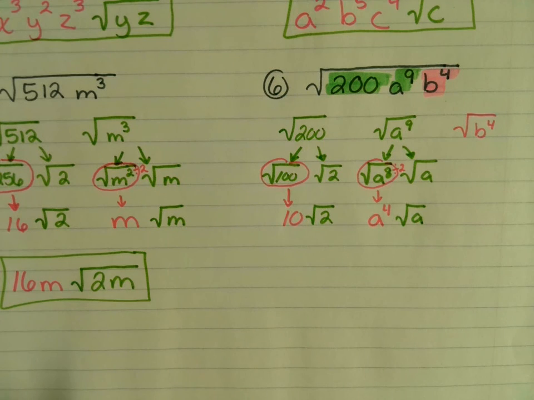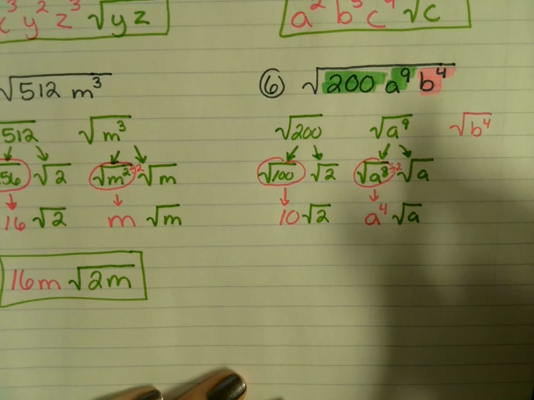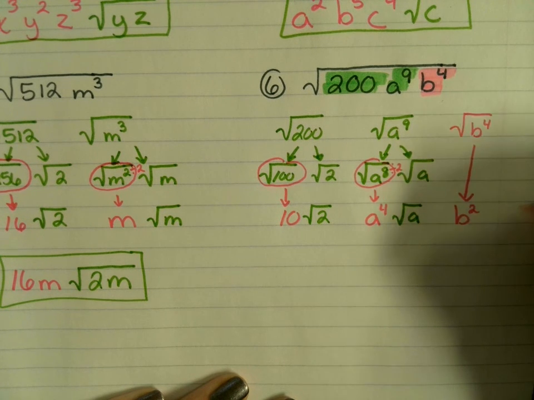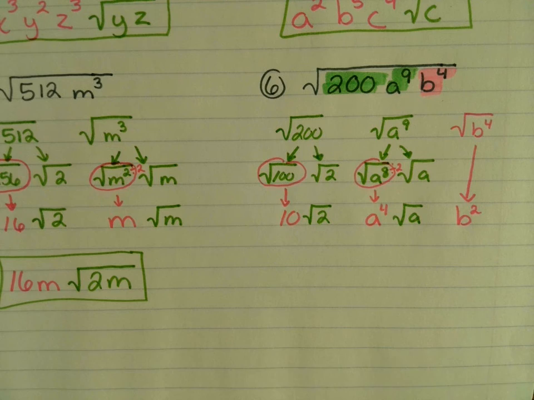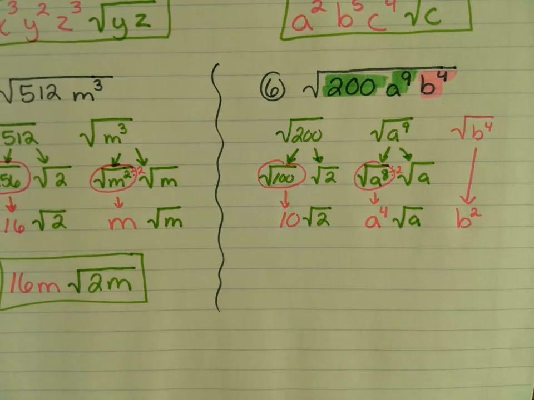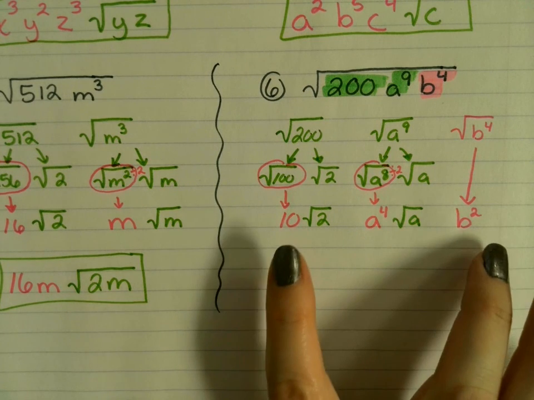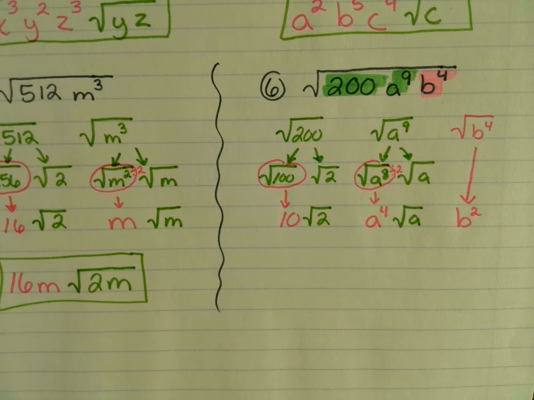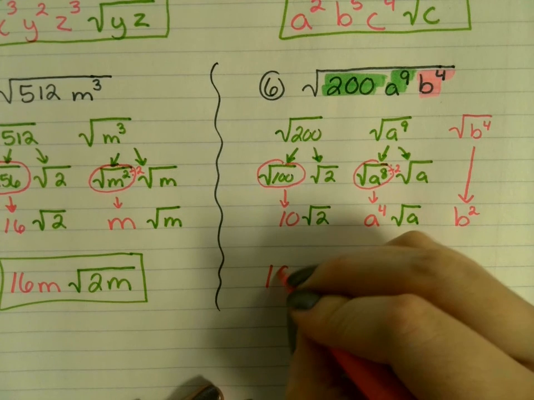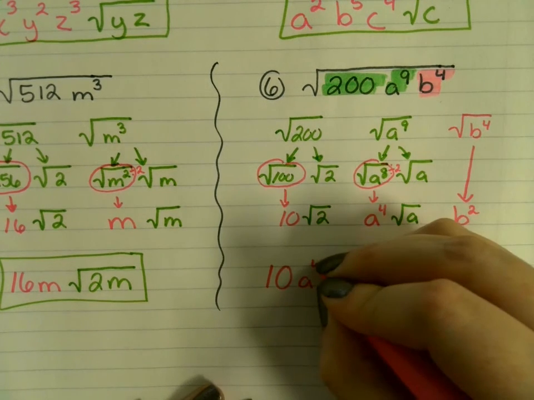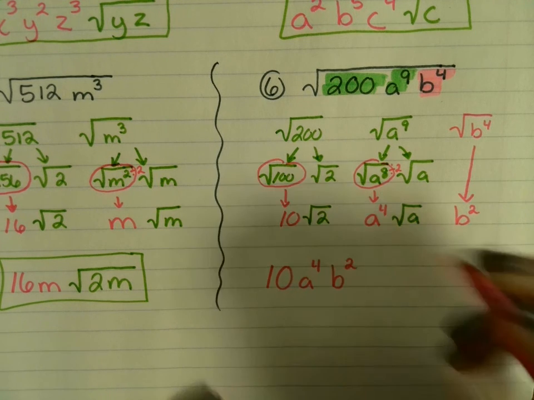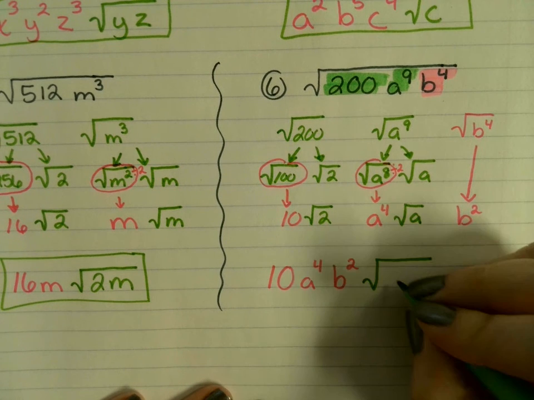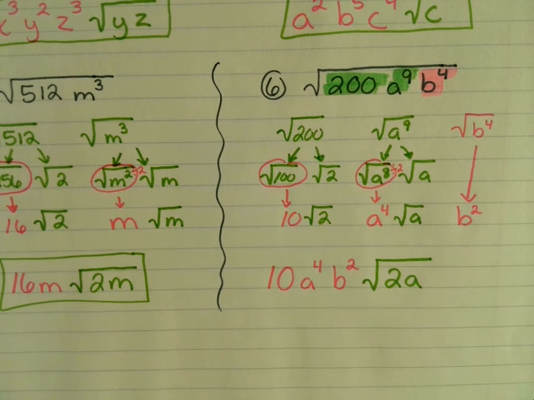And then square root of b to the fourth already is a perfect square. That becomes b to the second power. Now I need to go ahead and rewrite it so that all of my perfect squared values come outside and my radicals are still remaining under one roof. So I'm going to pull out the 10, the a to the fourth, and b to the second. That's all going to go out in the front. And then inside of my square root, or my radical, is the 2a. And there's my final answer.